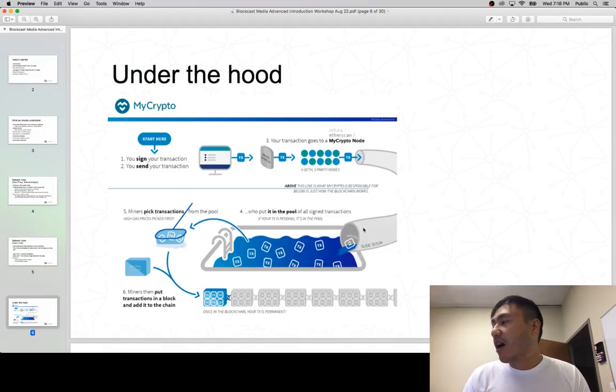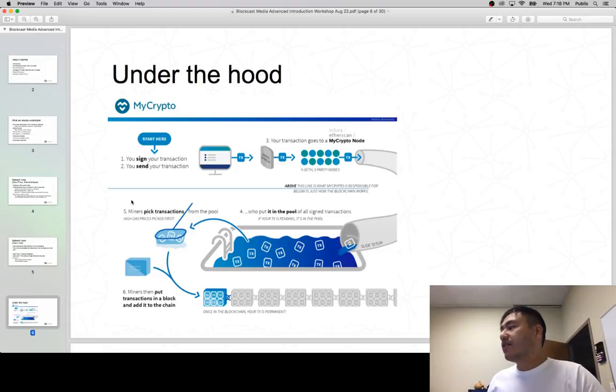Now the miners, the people who are actually processing these transactions to put them into the next block, obviously pick the ones with a higher gas price first, because they're incentivized to make the most money, and the people paying the most money to get a transaction included are the ones putting their transactions in with a higher gas price. So those get picked from the pool first, and then miners put them into a block, and then it gets added into the blockchain.